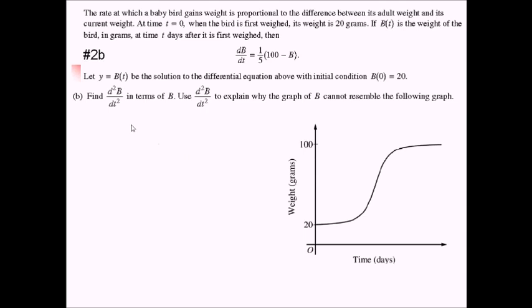For this part of the problem, they want us to find the second derivative in terms of b, and then use that to explain why the graph of b cannot resemble this graph here. So let's start by getting that second derivative. To make my life a little bit easier, I'm going to go ahead and distribute this 1/5 now to my parentheses here. So that's 20 minus 1/5 b. And now taking the second derivative of this, 20 gets differentiated away. We just have negative 1/5 db over dt. I have to differentiate implicitly because this is an output variable, so I need that tail of that function right there. All right, so I haven't really done the problem yet. They said they wanted this in terms of b. I've got it in terms of db over dt.